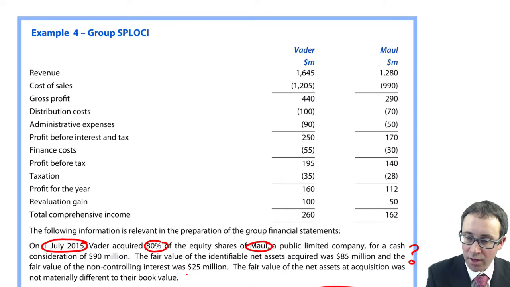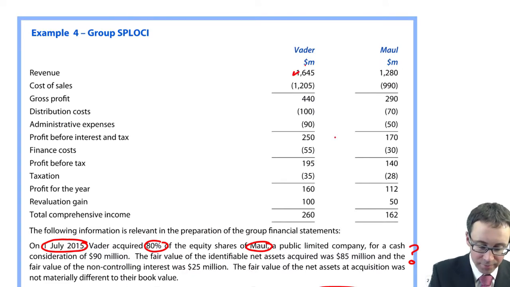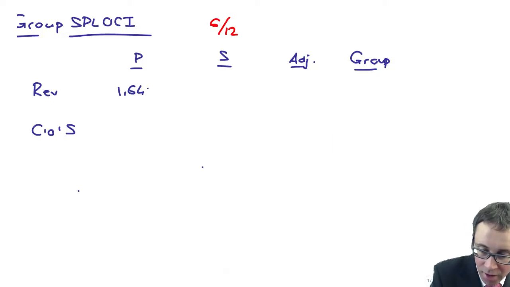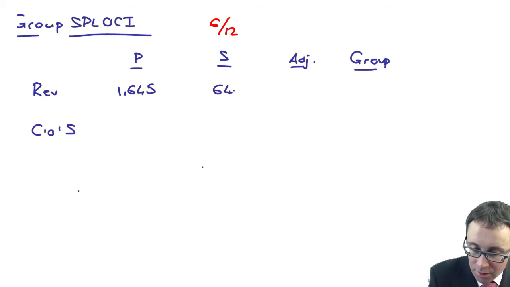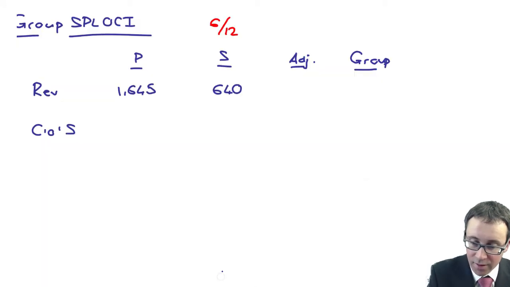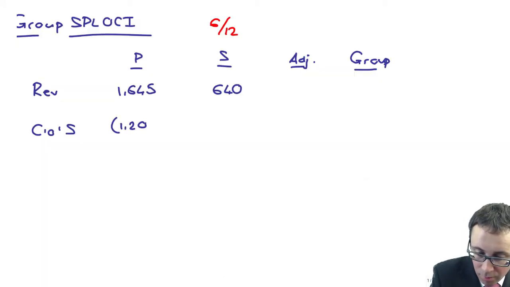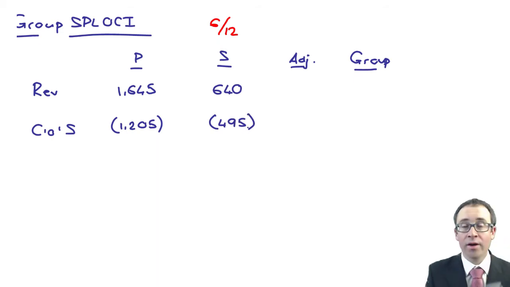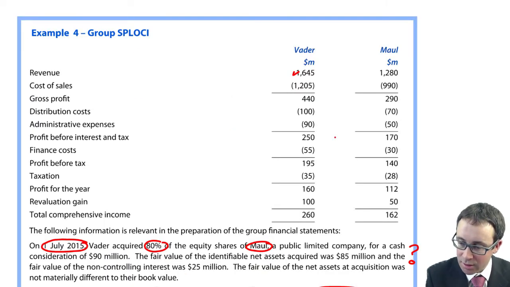Okay, so let's get the easy marks first, shall we? 1645 and 1280, but if we put in the 1645, remember 1280 we need to prorate by 6/12, don't we? So that's 640. Cost of sales 1205 and 990. 990, half of that in the sub is 495.